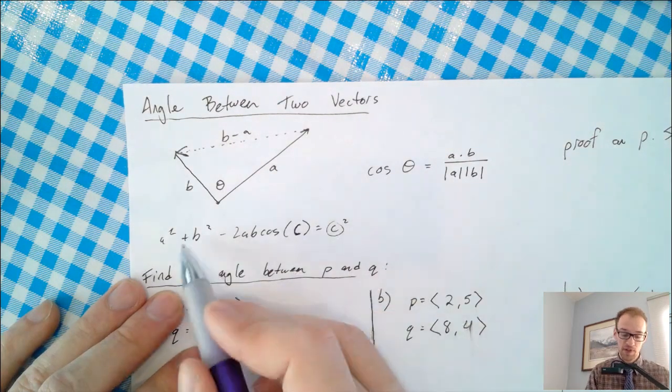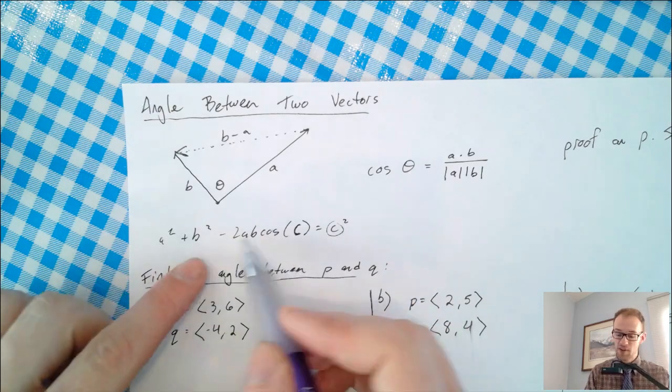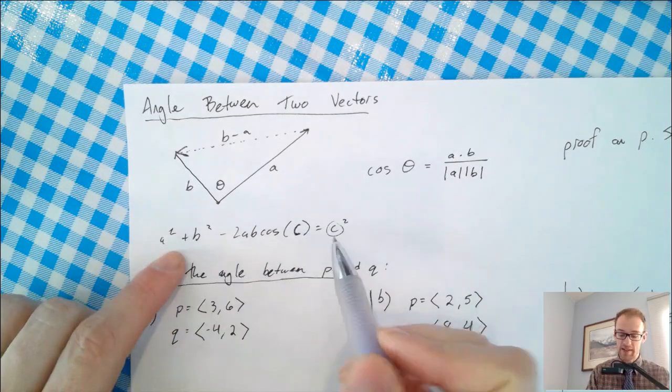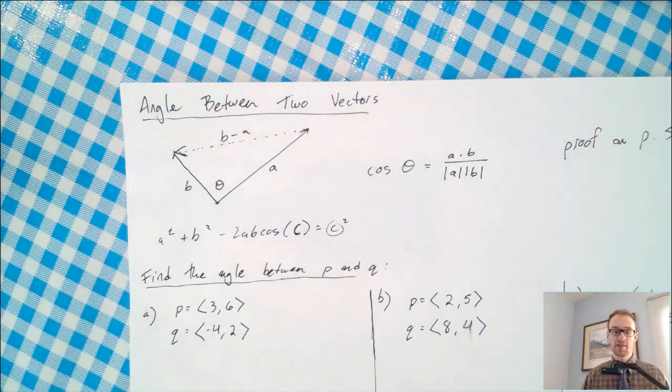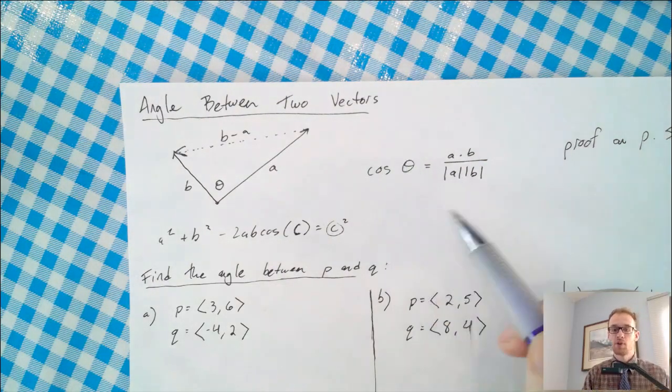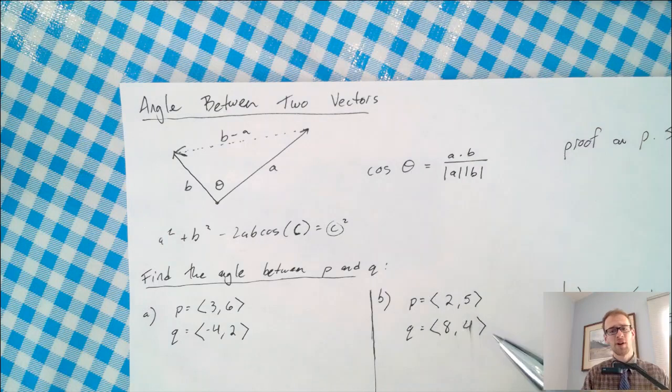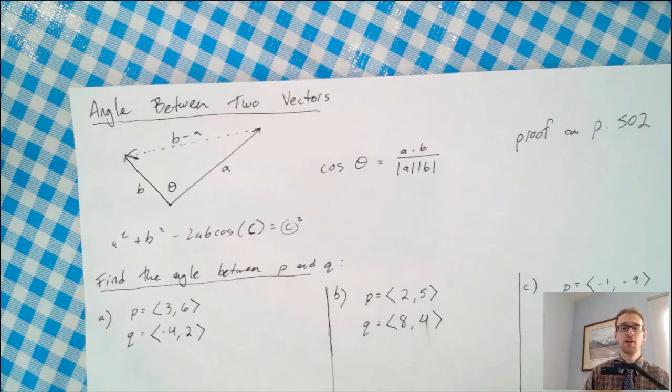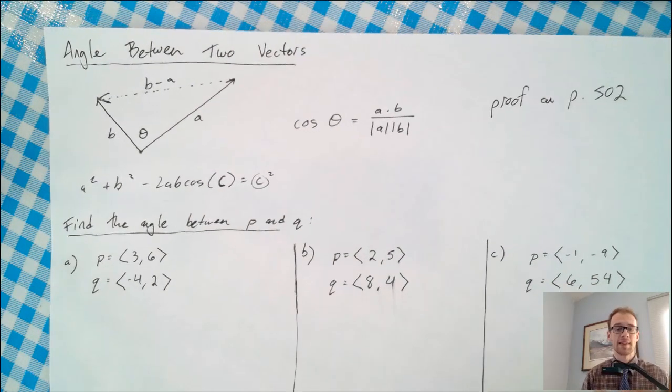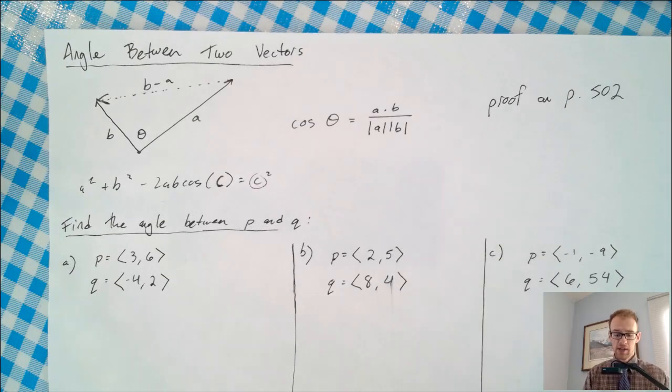If you remember using the law of cosines, that's how they prove this formula. They start out with that, and then they do a few more algebraic steps, and you end up with this formula over here. So this is really just a version of the law of cosines. You can see the proof again on page 502, so you should check that out. Anyway, let's use our formula.